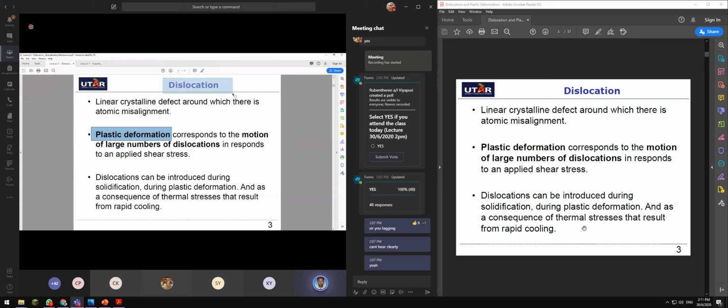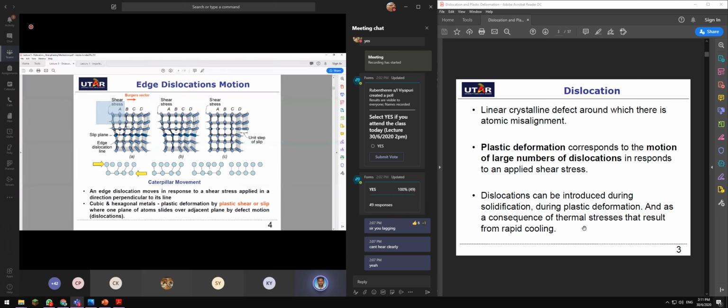So with dislocation, essentially you are pulling the atoms apart from the plane, from the crystal structure. For example, let's see in this example. You have atoms arranged in this manner.